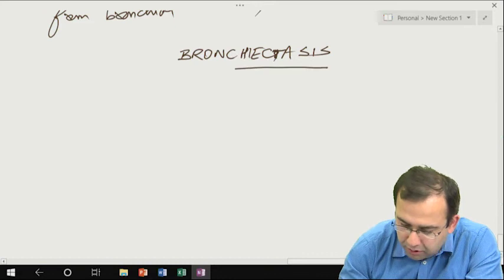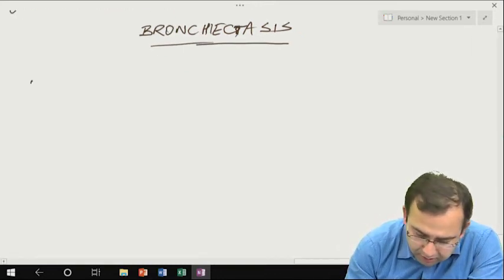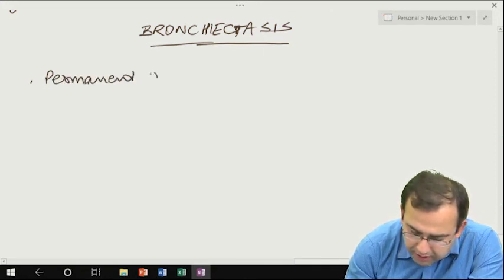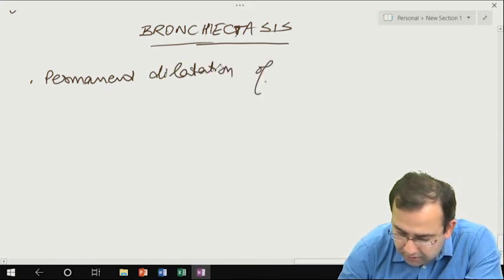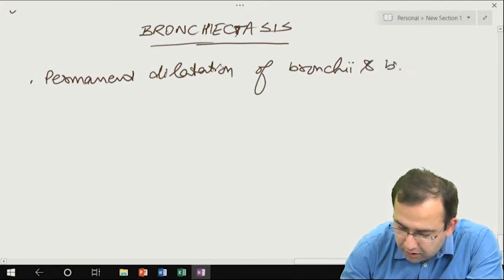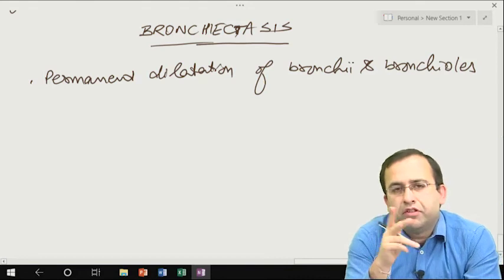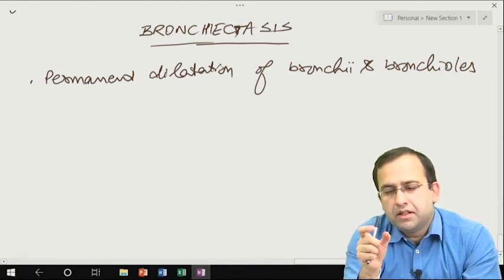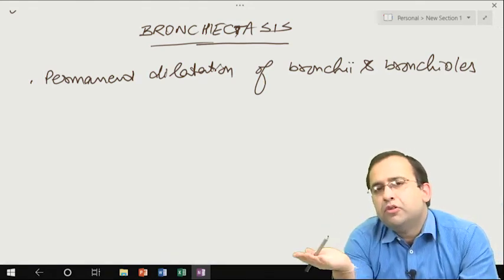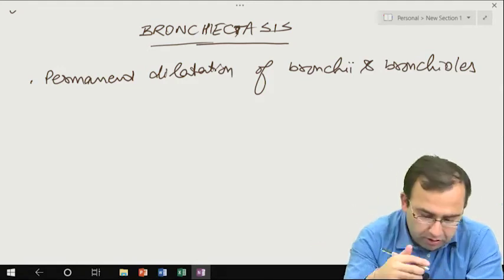Bronchiectasis. This is permanent dilatation of bronchi and bronchioles. So what is the difference between emphysema and bronchiectasis? Emphysema is distal to terminal bronchiole, whereas bronchiectasis is of the bronchi and bronchioles.